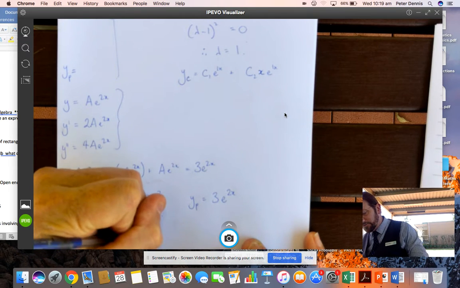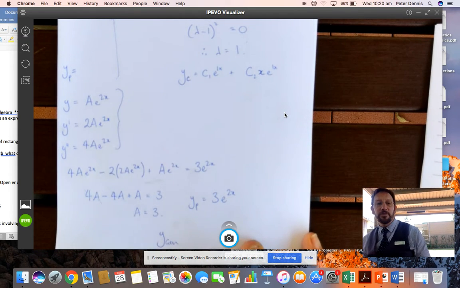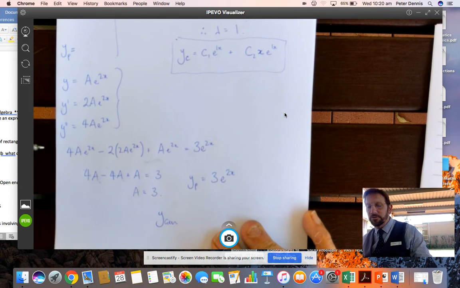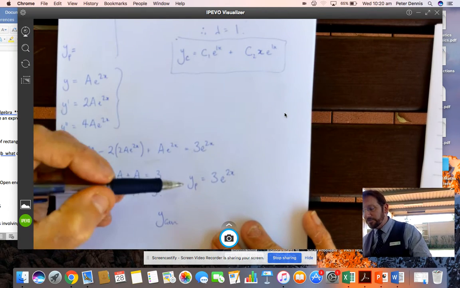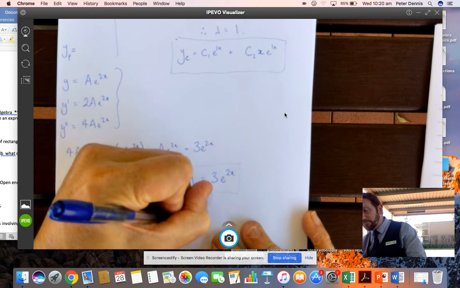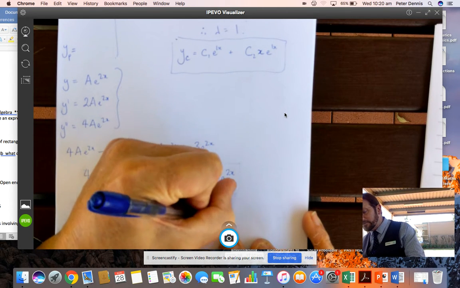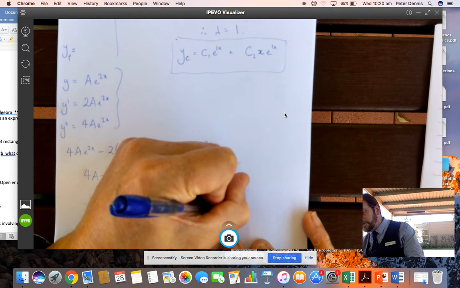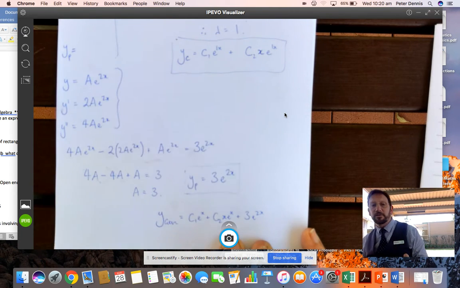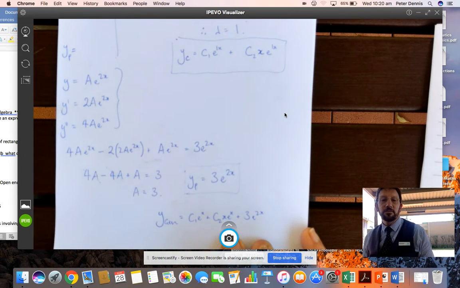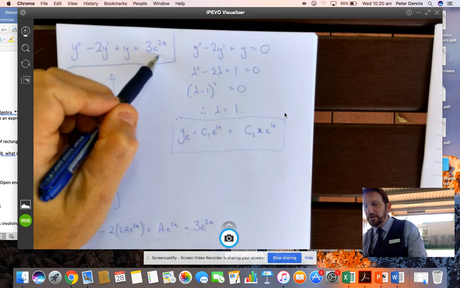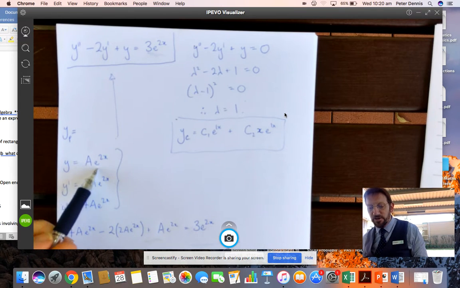So our general solution, and that's what we're trying to find, our general solution is just our particular solution plus our complementary solution up here when we solve for the homogeneous one. So you just get C1e to the x plus C2xe to the x plus 3e to the 2x. Now, the other thing that you need to be aware of is if this changes from an e to the 2x, your guess is going to change as well.